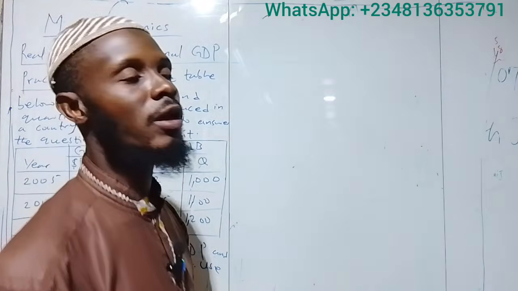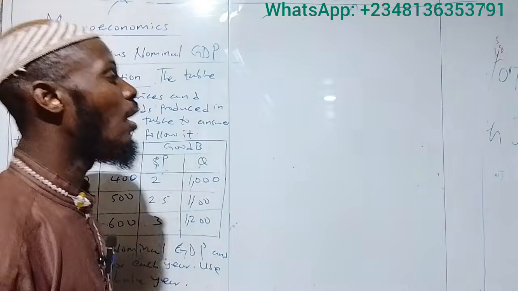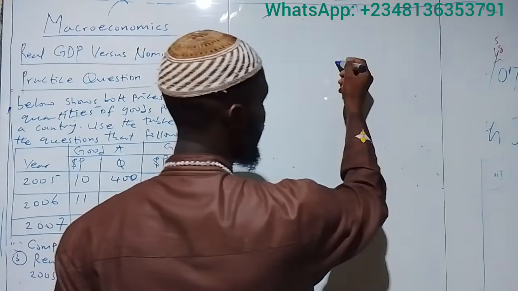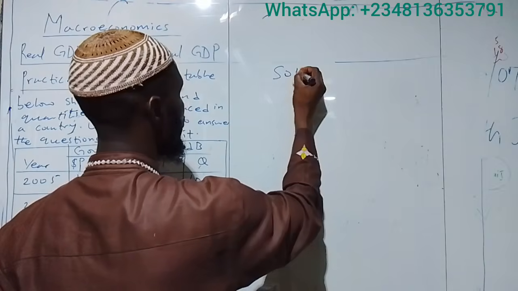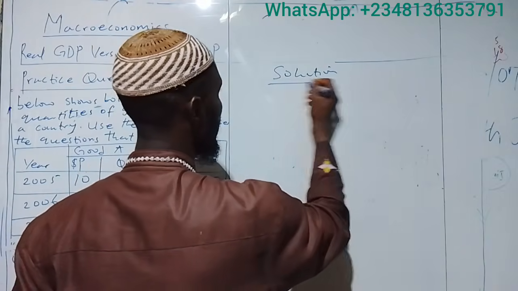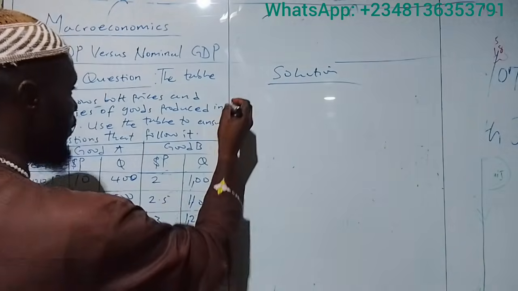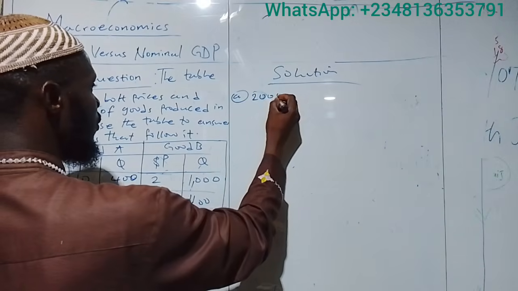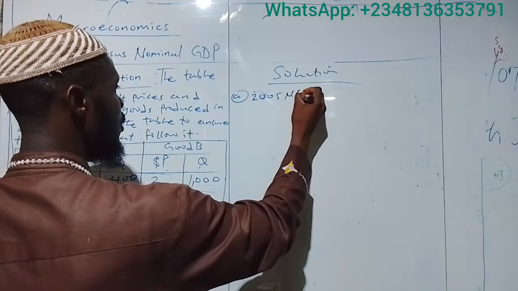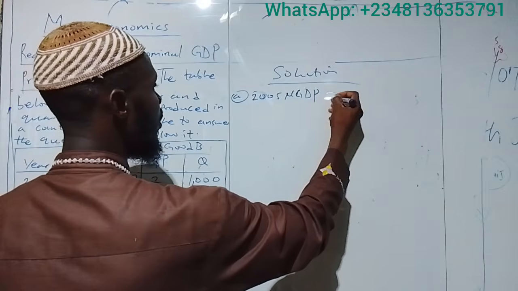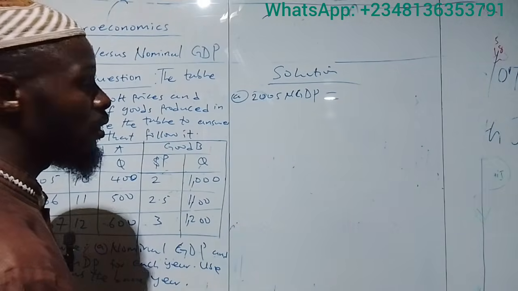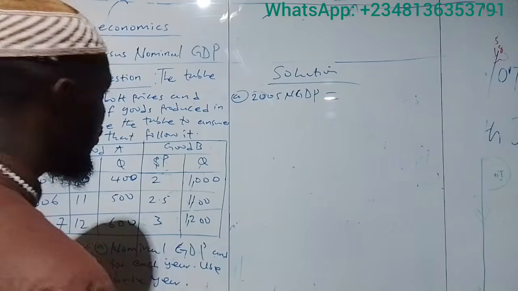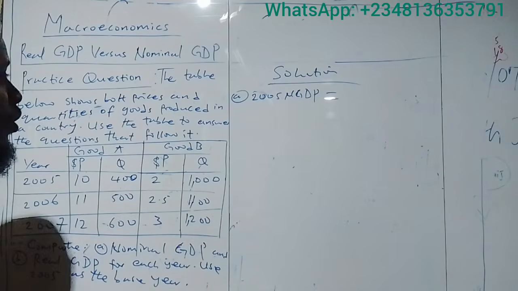So the base year is only relevant when you are calculating real GDP. So let's try to solve this question. Here is the solution. Okay, so we will be starting from A, 2005 nominal GDP. Nominal GDP is measured using the current market price. So in other words, we are going to look at the year we are calculating nominal GDP for.